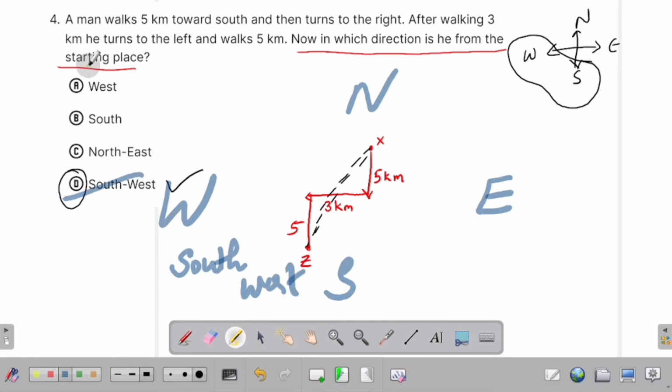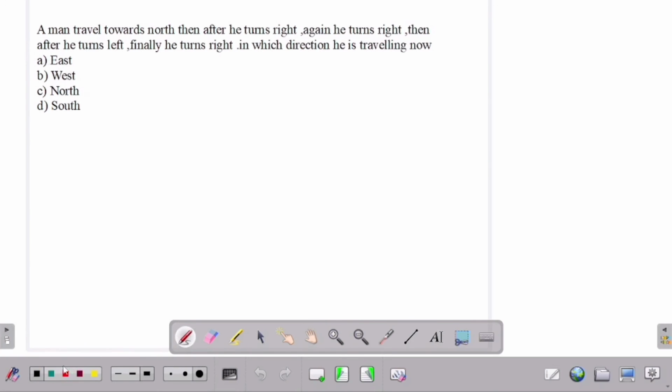So with this we have completed 4 problems. Moving to the next problem. Travel towards north. Then after he turns right, again he turns right, then after he turns left. Finally he turns right. In which direction is he traveling now? So this is the question. First I am going to write the directionality: east, west, north, south.